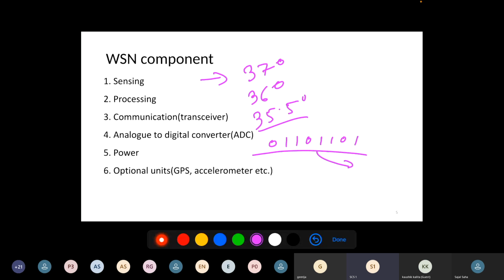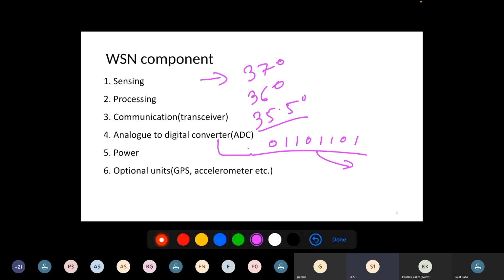So who is going to convert this? There should be an ADC converter. Those who are from an electronics background might know how ADC conversion takes place. I don't know whether you have done ADC conversion in your digital electronics lab or not. So basically, through ADC conversion, your analog data will be converted to digital data.